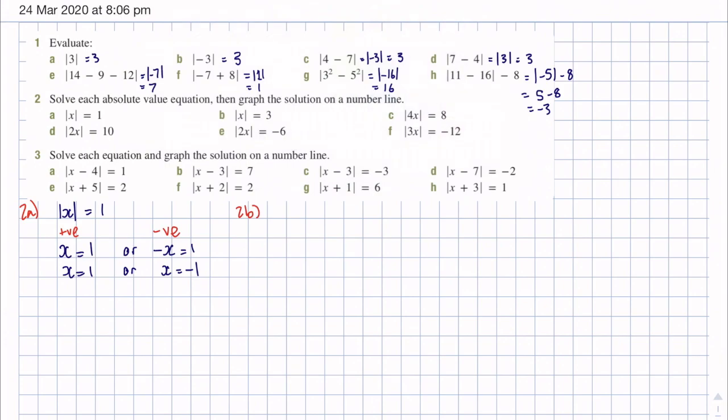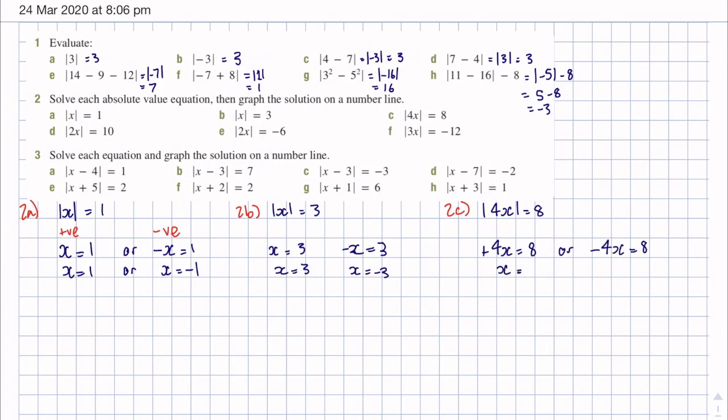For 2b, let's have a look. The absolute value of x equals 3. So x could have equaled +3 or negative x could have equaled 3. So x could equal +3 or x could equal -3. You get to a point where you don't need to write all this working out down. For 2c, we've got the absolute value of 4x equals 8. So positive 4x equals 8 or negative 4x equals 8. So x will be +2 or x will be -2.